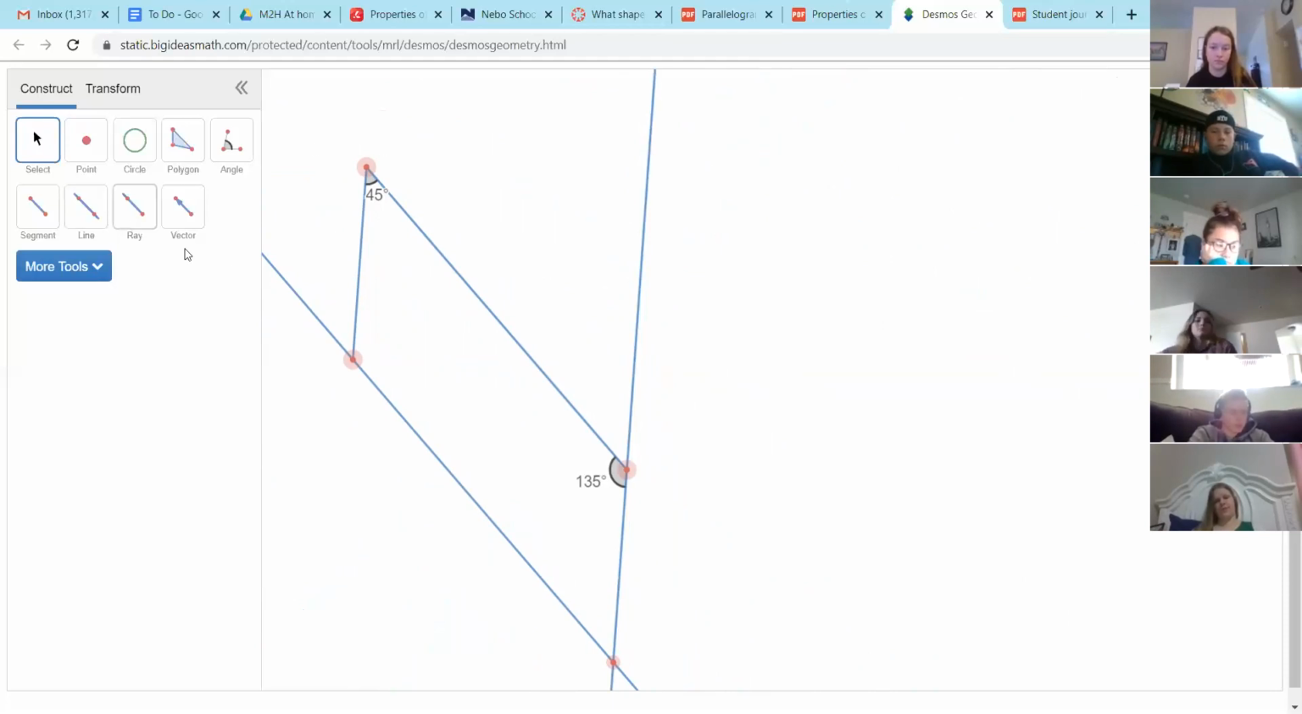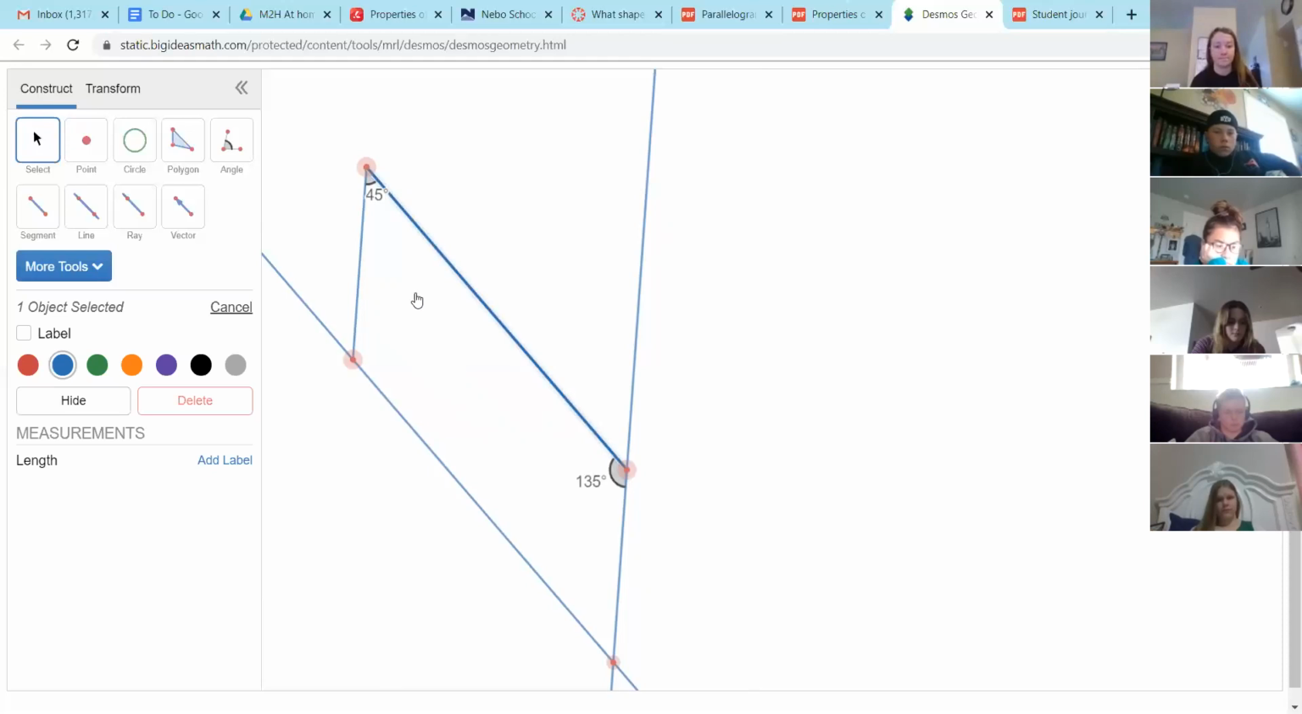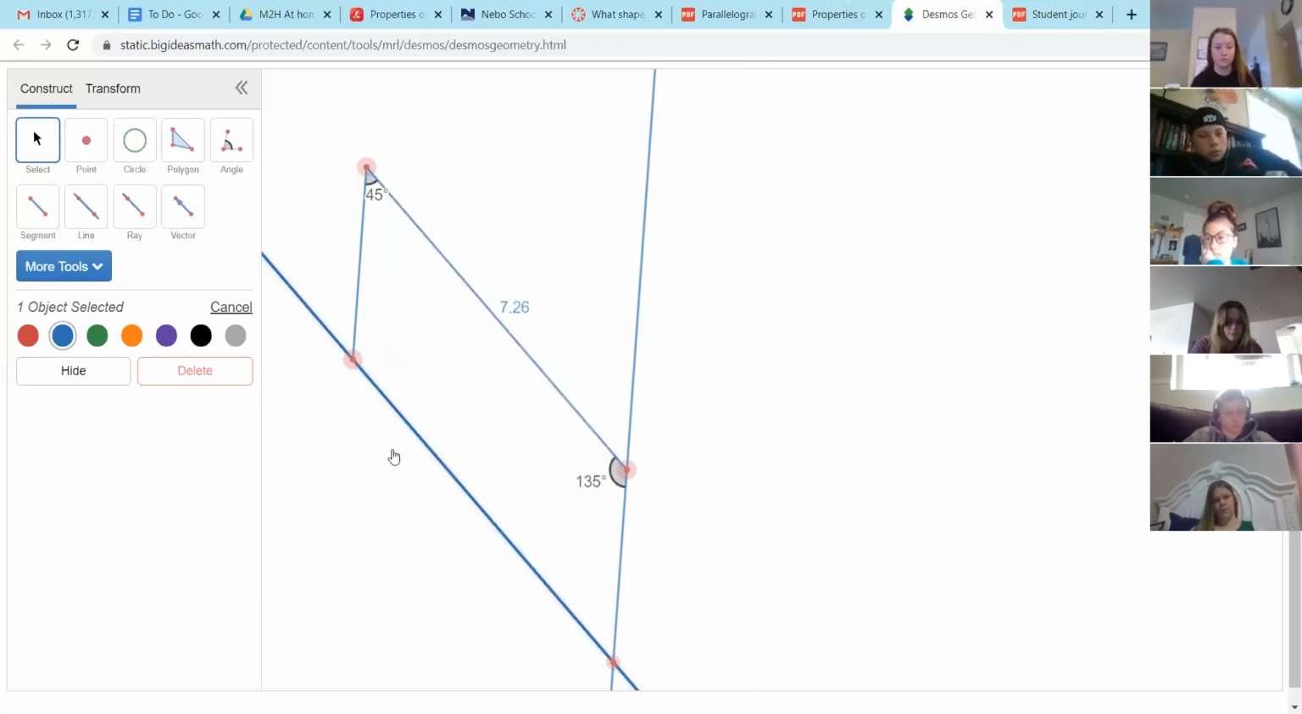Okay. It will also ask you to measure side lengths. Let me just show you really quick how to do that. So if you click on the segment tool and highlight a side, nope, just kidding. I did that wrong. You just select a side, then down here, after you've selected it, see where it says measurements, length, add label. It'll tell you how long that side is. Okay, so then I'm gonna do it to this one. Measurement, oh, I can't. How come I can't?